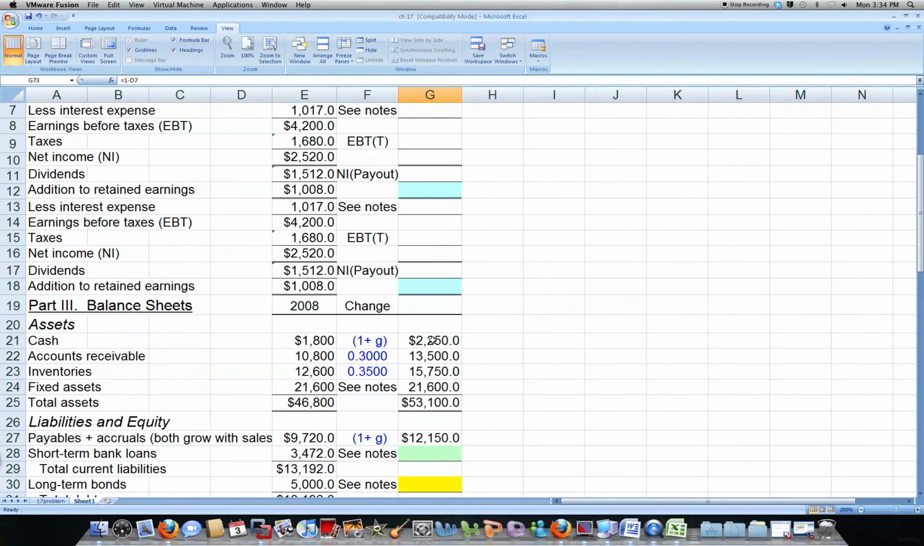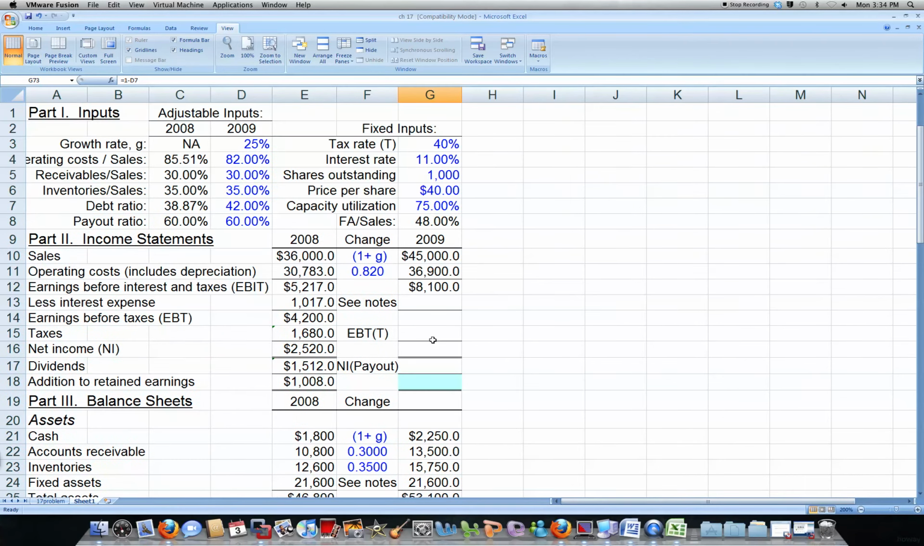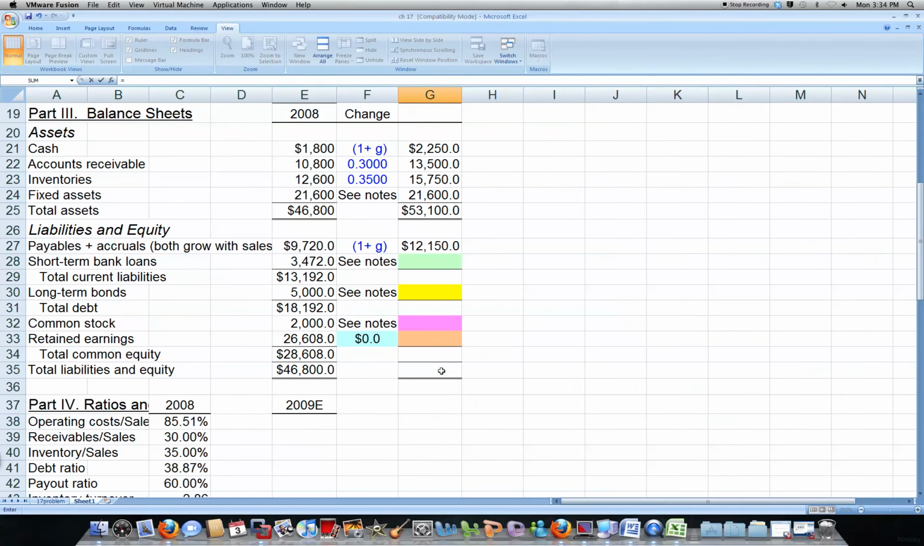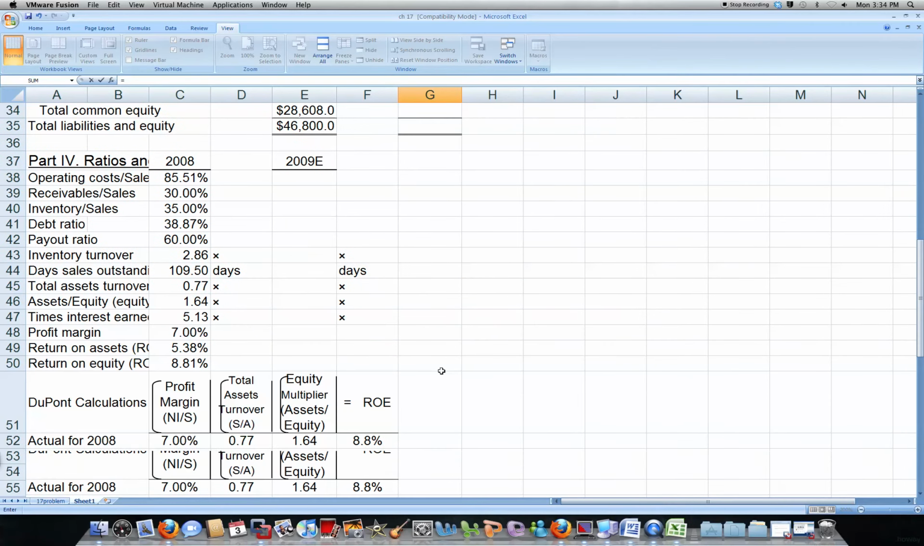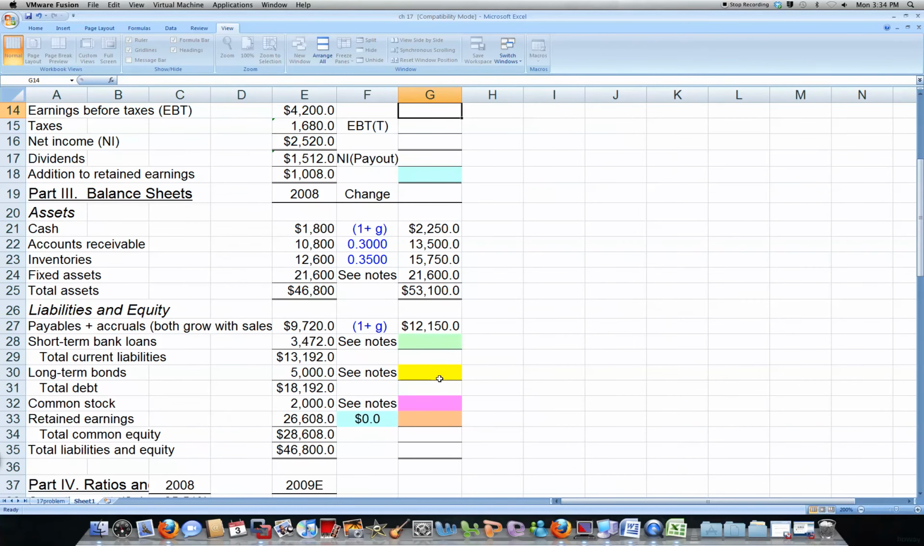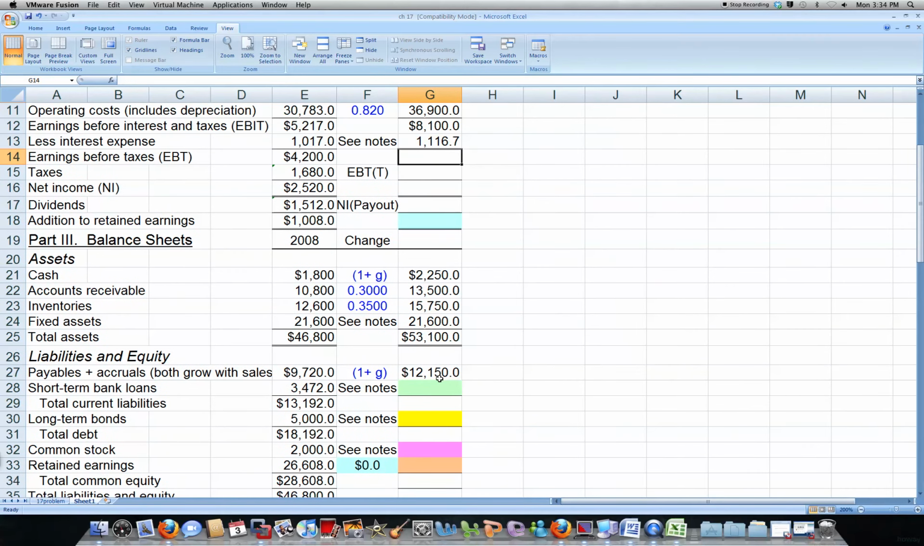Okay. So now let's go back up and see if we can fill in the rest of our income statement and our balance sheet. Okay, we have our interest expense now, right? So all we have to do is bring it up, equals, and let's get our interest. Here it is right here, enter. Okay, so our interest expense has come up.